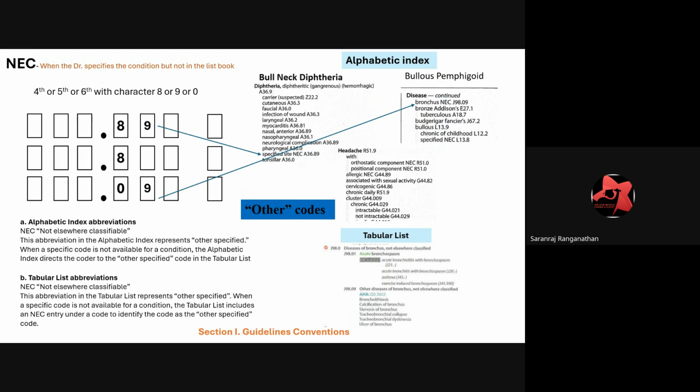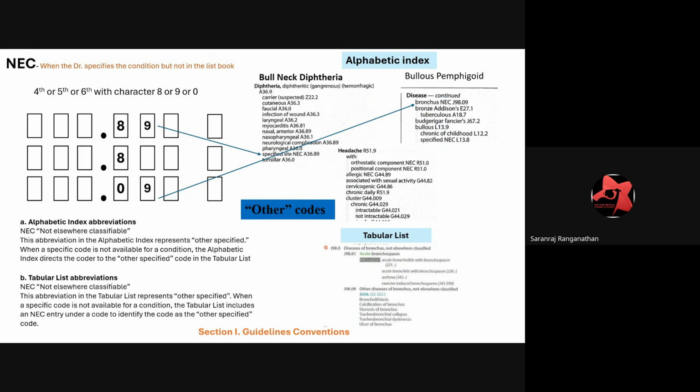What is the specified code? J98.09 stands for what? J98.0 means the other conditions will be listed here. That is a major difference. In the index page, that condition will not be listed. Say for example, bull neck diphtheria is not listed, but in the tabular list for that specified code, you will get the other terms used for that condition. Here the terms will be provided.